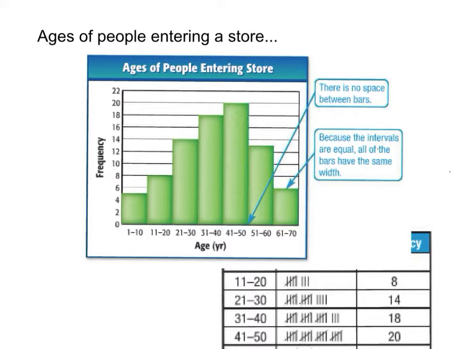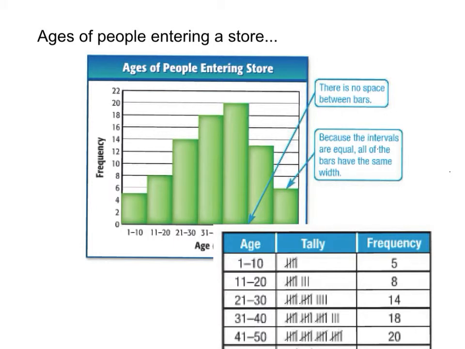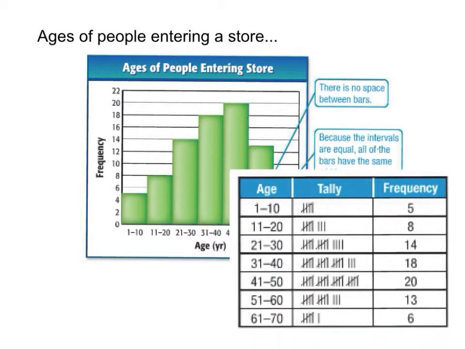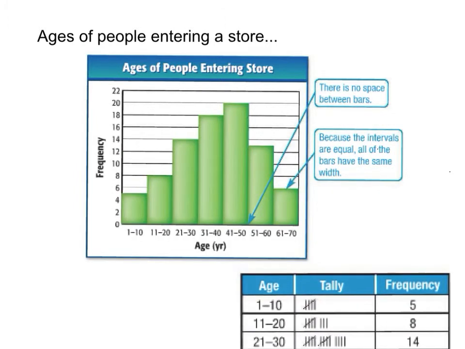And then it was just a question of going over here to our tally marks and saying, all right, so that means I have 5 people with an age from 1 to 10. So we fill this in up to 5 for the bar. And then 8, from 11 to 20, you have 8 people, and so on and so on. So you are going to make one of these yourself in class.